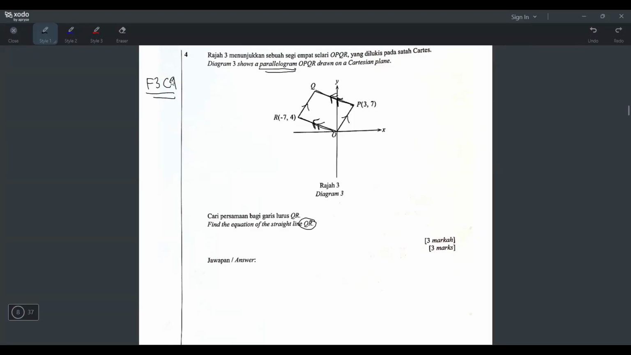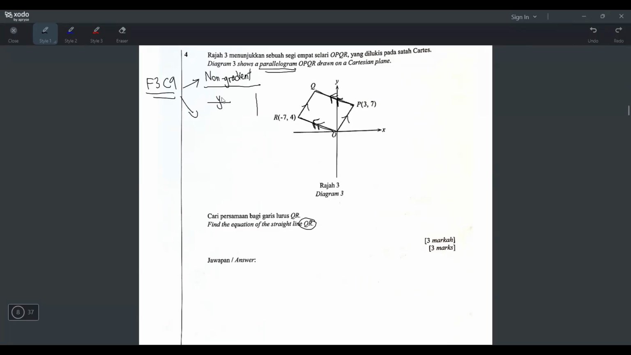First, we have to know that there are two types of straight line. The first type is what we call the non-gradient line. A non-gradient line is either horizontal or vertical. If it's a horizontal line, it will cut the y-axis.